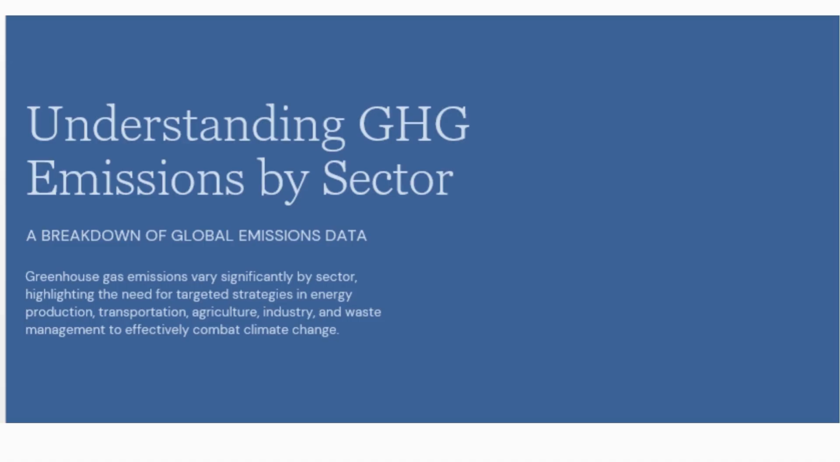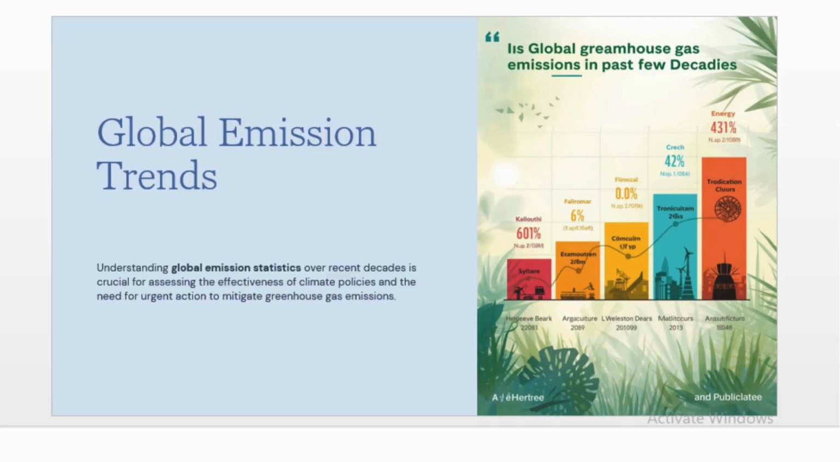So, understanding greenhouse gas emissions by sector, a breakdown of the global emission data shows that greenhouse gas emissions vary significantly by sector, highlighting the need for targeted strategies in energy production, transportation, agriculture, industries, and waste management to effectively combat climate change.